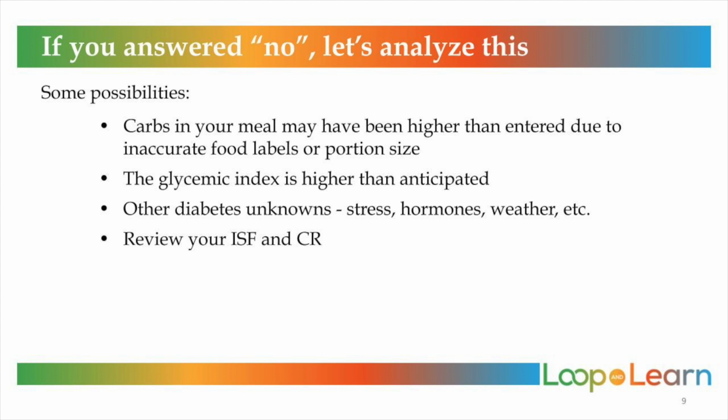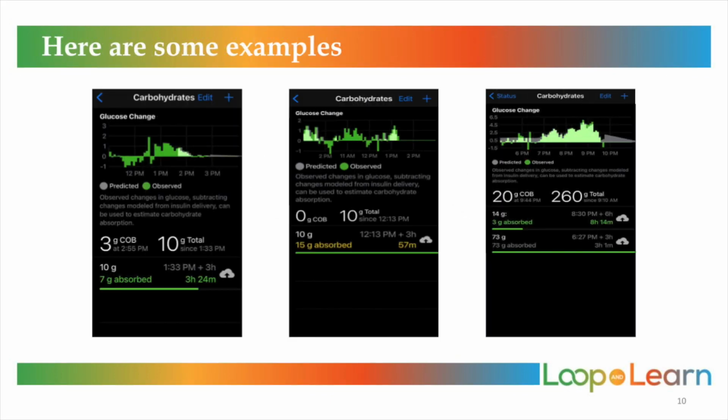So, if you answered no, let's look at what happened. Some possibilities are that the carb counting might have just been off, or perhaps the glycemic index of the food might have been higher, causing a larger rise. Other diabetes issues like stress, hormones, activity level, even weather can cause issues. And as always, if things are off, consider whether you need to review your ISF and carb ratios. Here are a few examples of what might have happened with your meal.